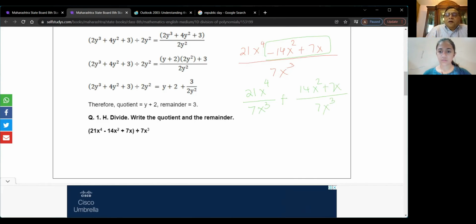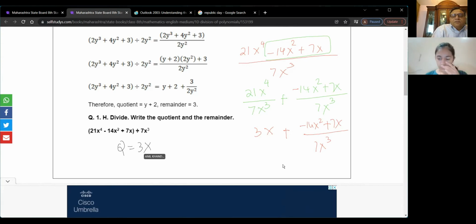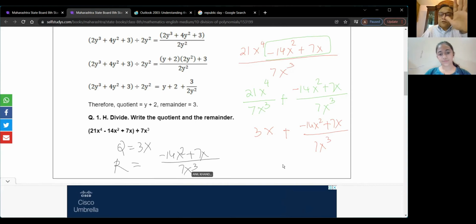Now, in the first part, 21 divided by 7 is 3, right? So you get 3x here plus, this is minus 14x square plus 7x divided by 7x cube. Is that clear to you? So in this particular case, we get a quotient which is equal to 3x, and we have a remainder which is equal to minus 14x square plus 7x divided by 7x cube. Clear? Okay. Now, this is one way of doing it.